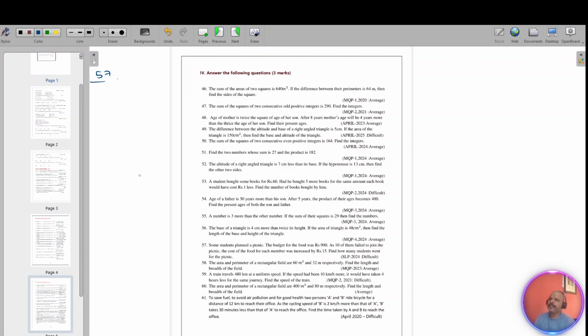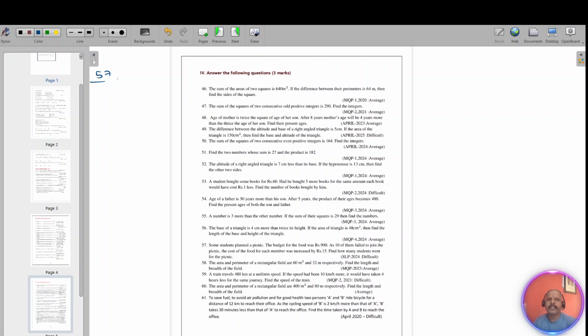The area and perimeter of a rectangular field are 60 meter square. Okay, before that there is one more, 57. Some students planned a picnic. The budget for the food was 900 rupees. For a picnic, the budget planned was 900 rupees.